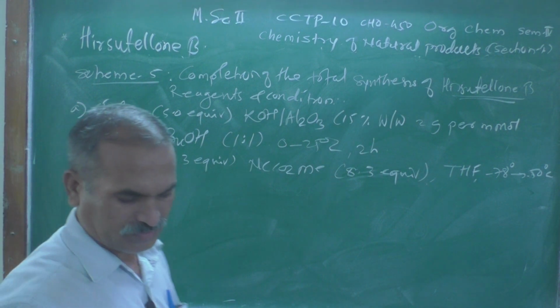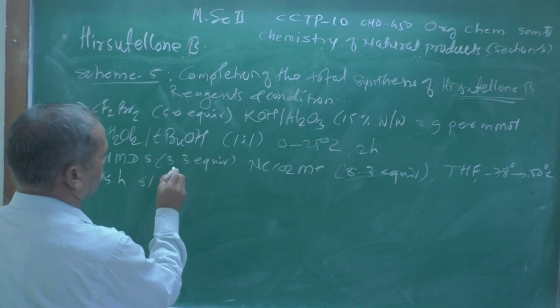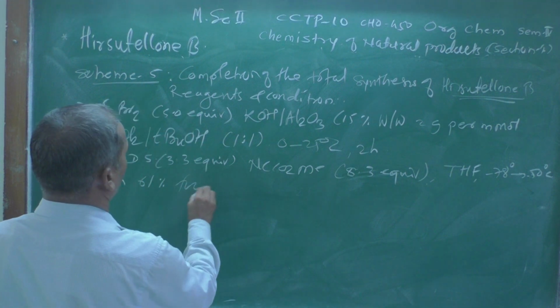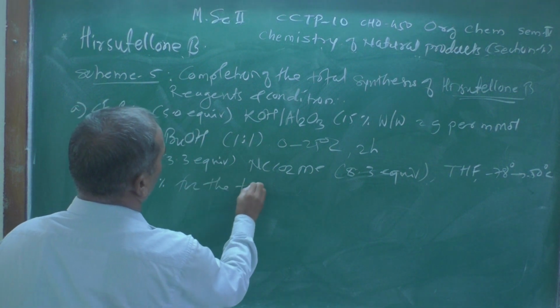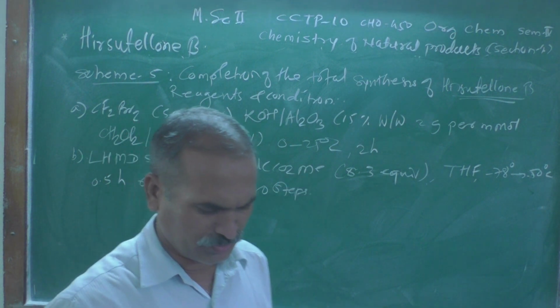Then 0.5 hour only, with 61% yield for the two steps. This is the reagent used over there.